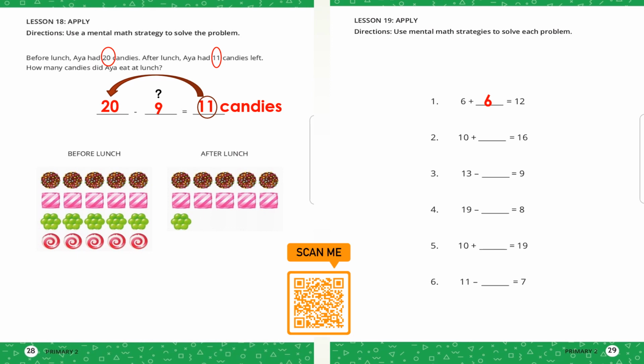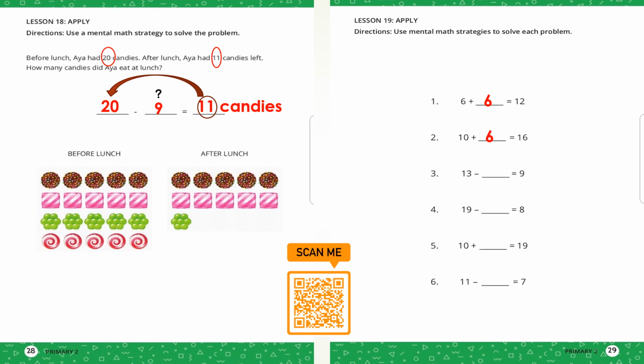Okay? The next problem. 10 plus what equals 16? We can find it from making 10. 10 plus 6 equals 16. 5 plus 10 equals 15, and so on. Okay? We can also find the result by counting from small number to big number. Count from 10 to 16. After 10, 11, 12, 13, 14, 15, 16. How many fingers do we have? 6.